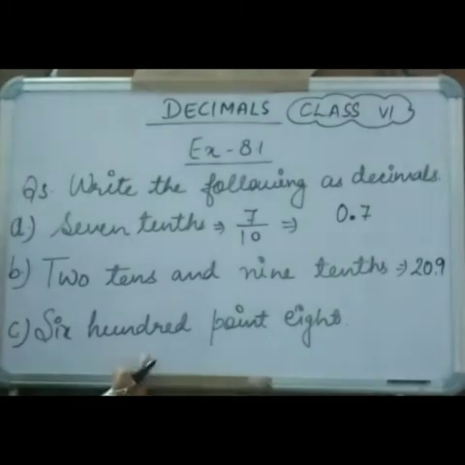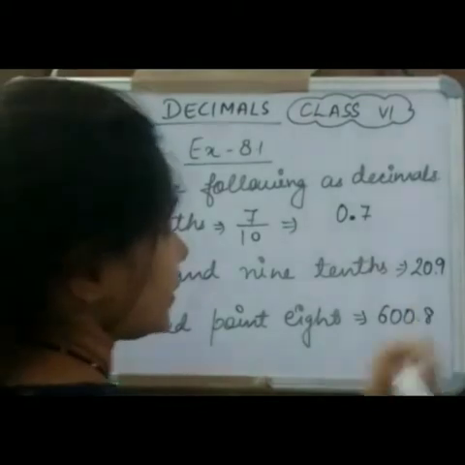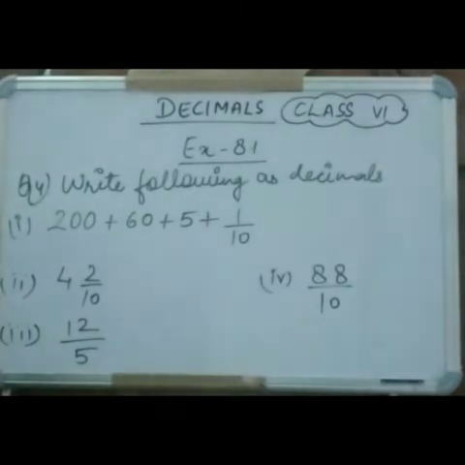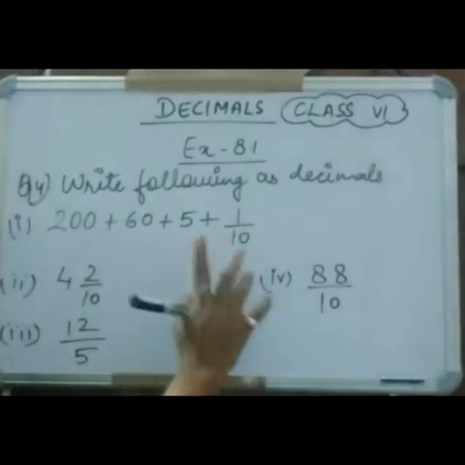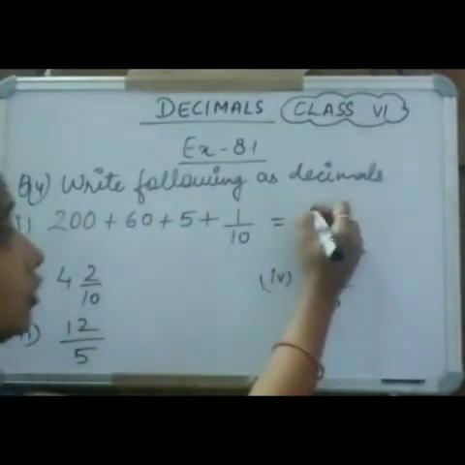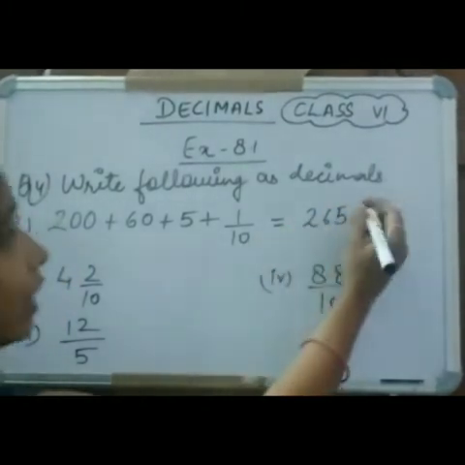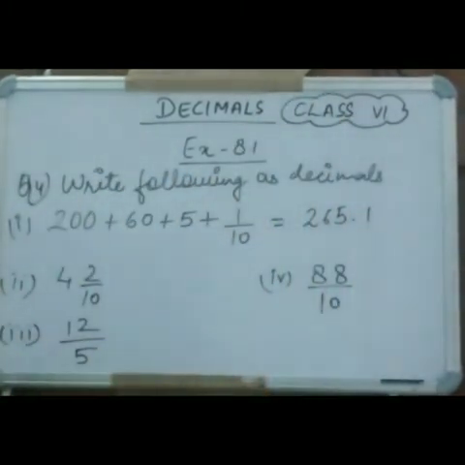Now see here, 600.8. It is very simple, 600.8. Now see here again the given question, write the following as decimals. 200 plus 60 plus 5 plus 1 upon 10. So here it is 265, and upon 10 means tenths. So after the point we will write the numerator.